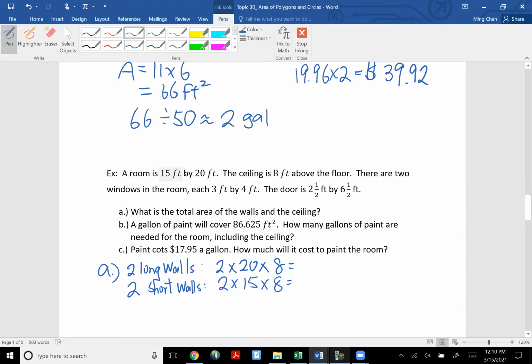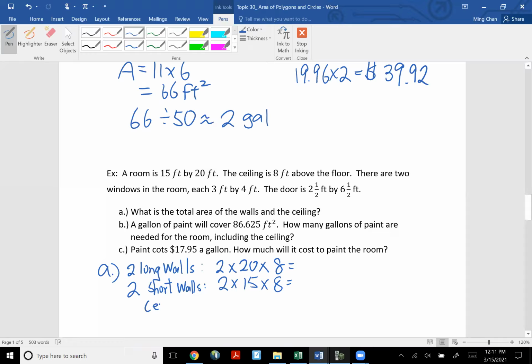Okay. A room is 15 feet by 20 feet. That's also referring to the floor size. That's also referring to the entire floor. Your floor is measured by 20 feet by 15 feet. Therefore, the length of the walls, of course, is 20 feet long, and the shorter ones are 15 feet long. But when you say the floor plan is 15 feet by 20 feet, it's referring to the entire floor. So however big your floor is, that's however big your ceiling is.